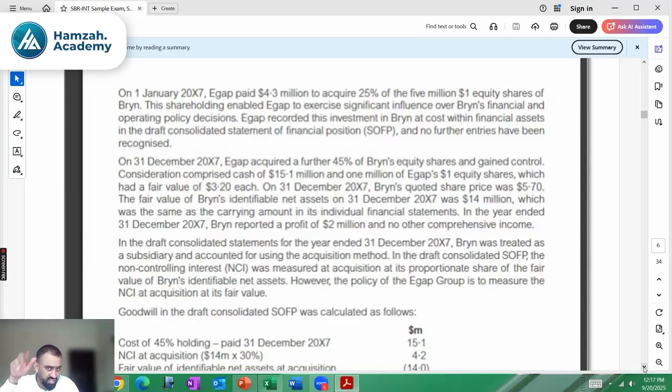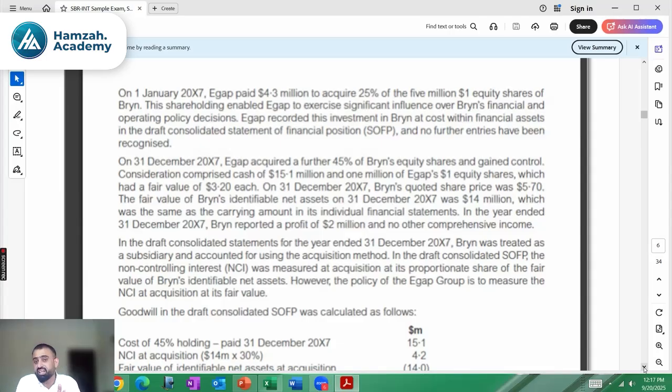So they have treated it as a subsidiary, and it has to be treated as a subsidiary because if you have a 25% previous holding and you have acquired a further 45%, it gives you a total of 70%. 70% holding over the B company. So you have control by any definition. You have control over the B company. So it is now your subsidiary and it should be accounted for using the acquisition method.